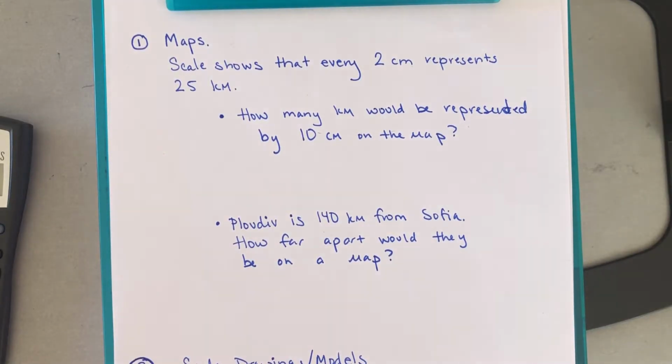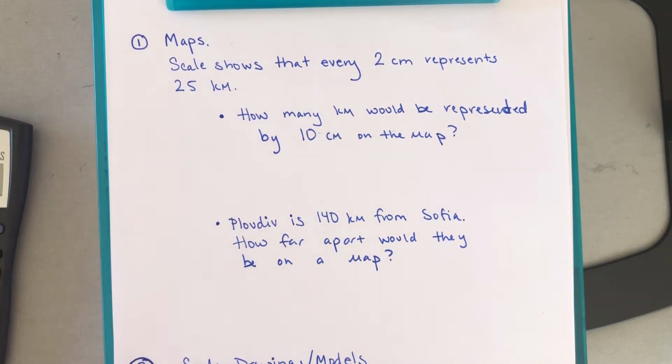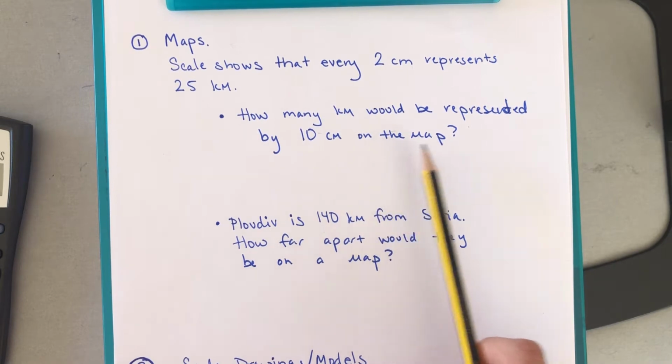So now let's look at how we can use proportions to solve problems about scale drawings and maps. So let's say we have a map and we have a scale where 2 centimeters represents 25 kilometers in real life. So first question, how many kilometers would be represented by 10 centimeters on the map?